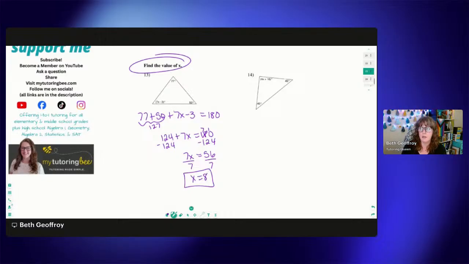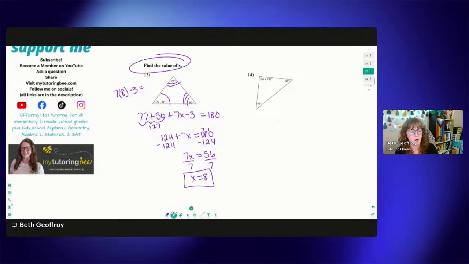However, if the problem asks you to actually find the measurement of this angle, then you've got a couple of options actually. You would be able to figure out the measurement of this angle just using the 77 and the 50 degrees, because of that angle sum theorem. But then you could also do 7 times 8 minus 3 to figure out the actual measurement of that angle as well. Okay, let's go on to number 14.